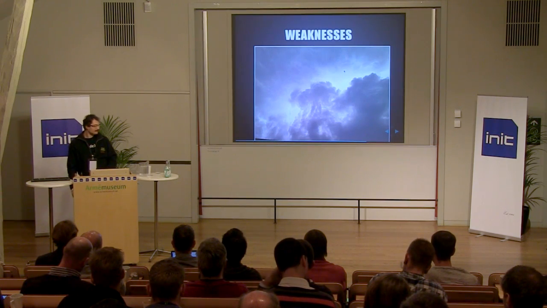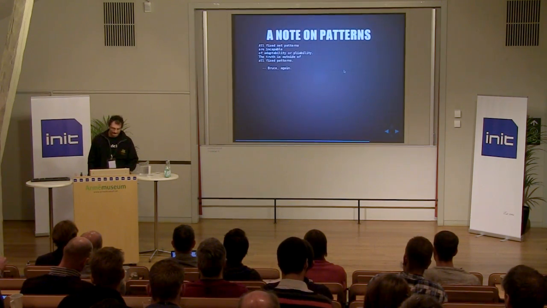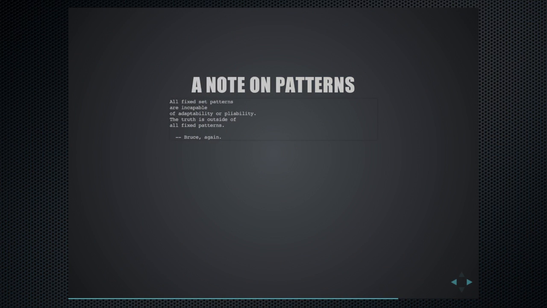One of the reasons why those rules look so nasty is because of URL or UTF encoding, where you can represent the same character in a lot of different ways, and so your rules have to be really complex to take account of that. So those are really dramatic clouds on the horizon. I have another quote for you: all fixed set patterns are incapable of adaptability or pliability. The truth is outside of all fixed patterns.